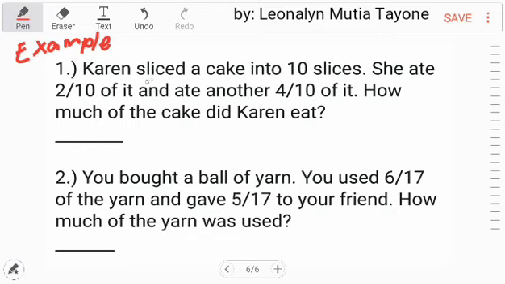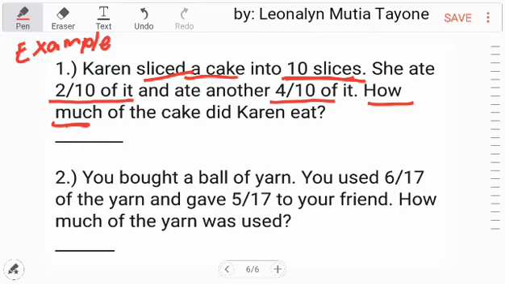Karen sliced a cake into 10 slices. Isang cake, in-slice niya into 10 slices. She ate 2/10 of it and ate another 4/10 of it. How much or how many of the cake did Karen eat?